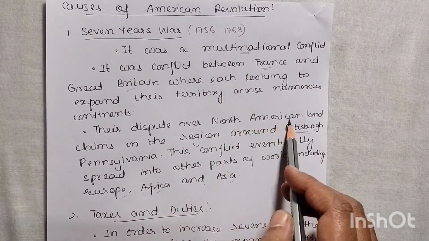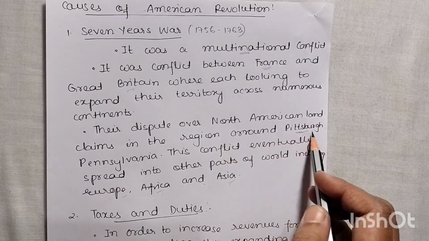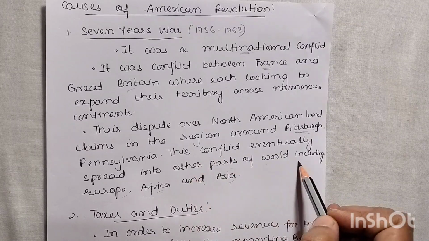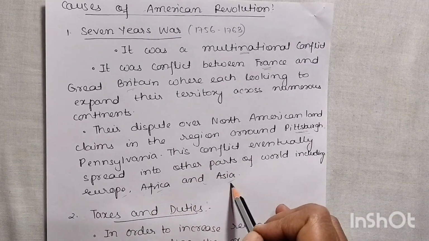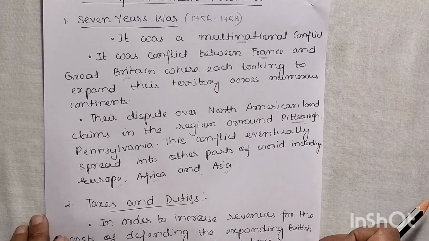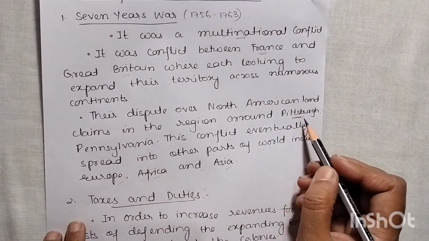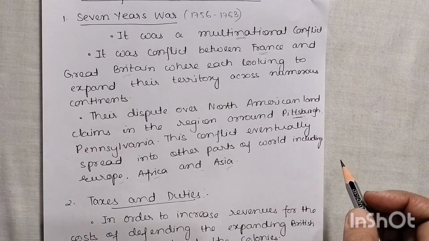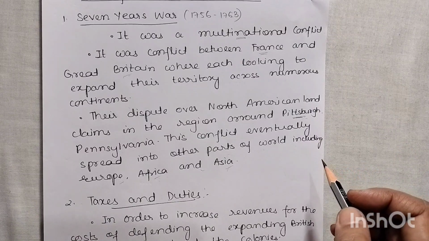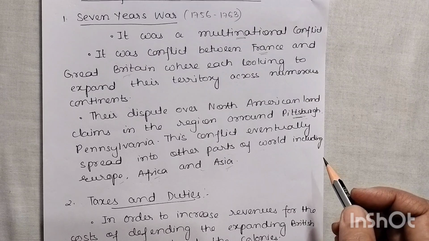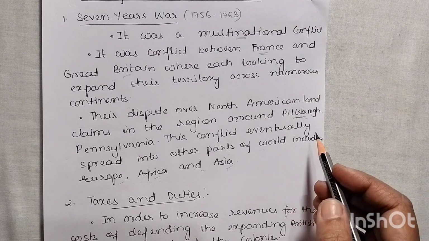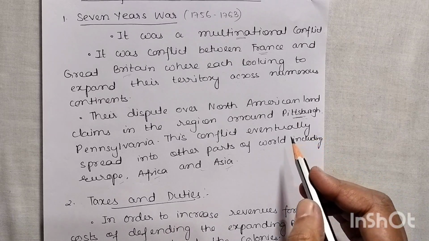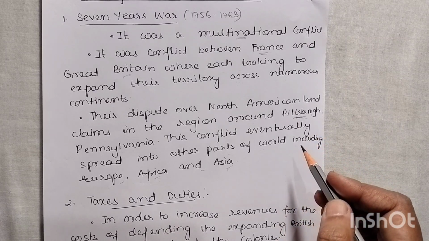Their dispute was over North American land claims in the region around Pittsburgh, Pennsylvania. This conflict eventually spread into other parts of the world, including Europe, Africa, and Asia. Now, in North America, there is a place called Pittsburgh. It is very important because it is an industrial hub, where coal mining was going on and a lot of steel production took place. So people were trying to capture that too. That's why frontier disputes were going on among them.